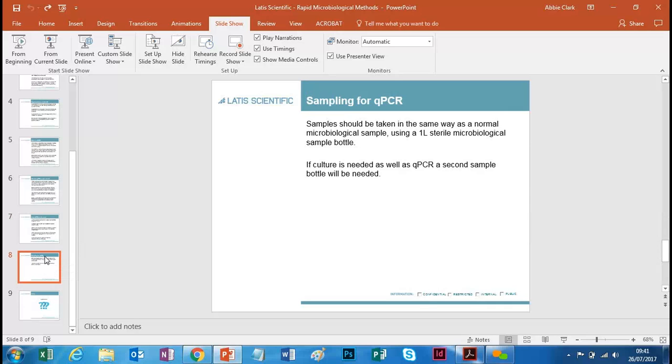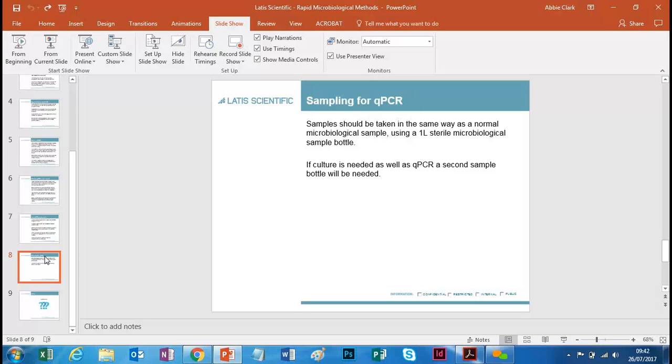In terms of collecting samples, we should take these in exactly the same way as a normal microbiological sample, and we should use a 1 litre sterile microbiological sample bottle. Commercially available ones are fine, but Lattice can supply them if required. Our email address is bottlerequests@latticescientific.co.uk, or you can contact us on 0208 853 3900 and we will arrange to have them sent out. We can deliver them to your office, to your site. We can also arrange courier pickup and delivery straight back to the laboratory to start analysis as soon as possible.